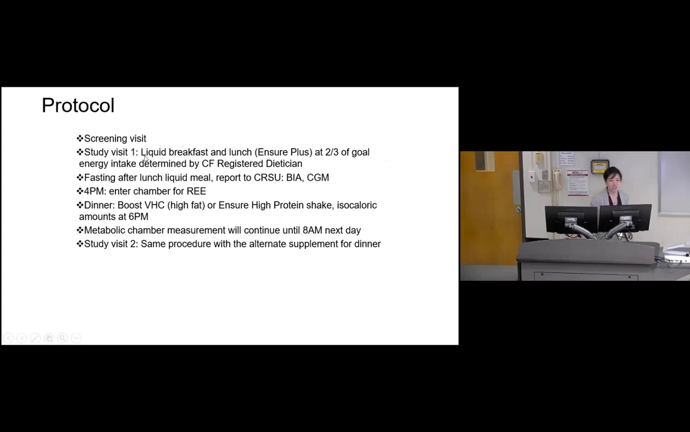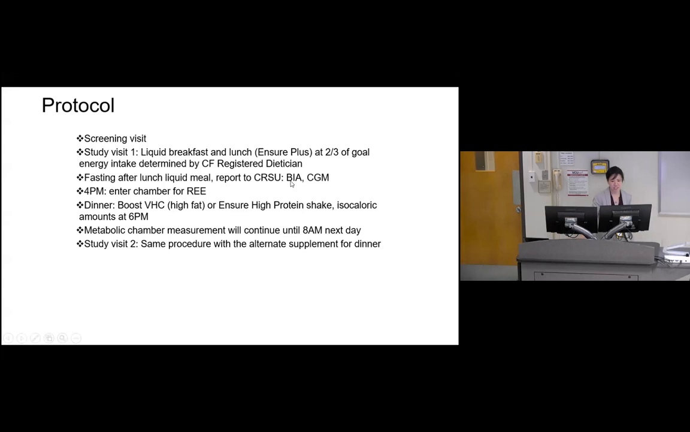Before each study visit, patients do get equilibrated with just a standard Ensure formula for the first part of the day. For this overnight visit, the first part of the day before they come into the chamber, this is to standardize what their energy intake is supposed to be before they come into the chamber. And then they're fasting basically until the dinner time meal, which is going to be done inside the metabolic chamber.